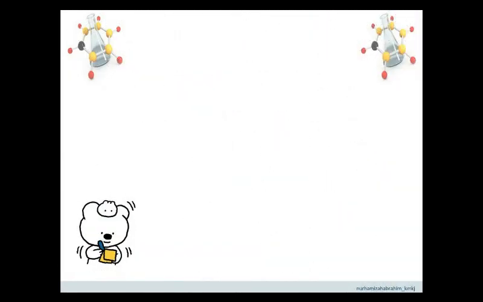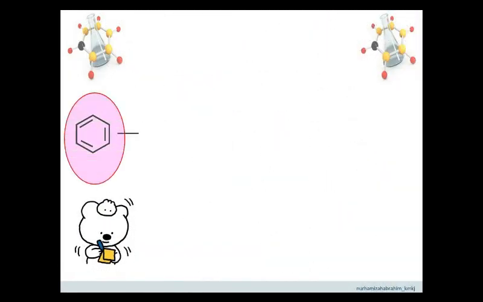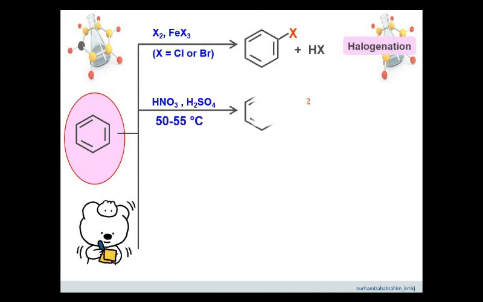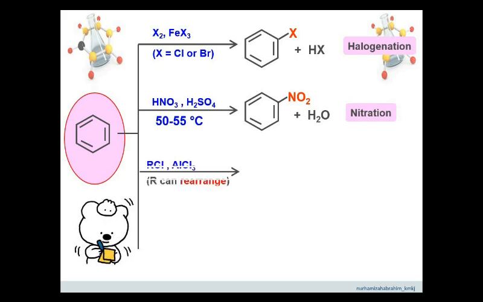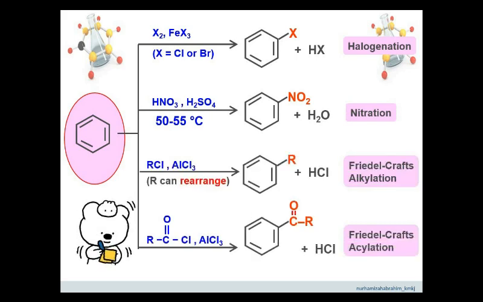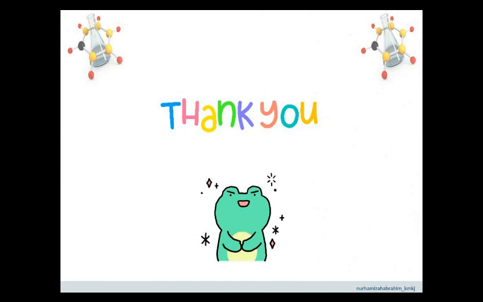So this is the summary for electrophilic aromatic substitution for benzene. Note that only one hydrogen atom from the benzene is substituted with an atom or group for each reaction. You also need to remember the conditions for each reaction to occur. That's all for 6.3, Chemical Properties of Benzene and its Derivatives.